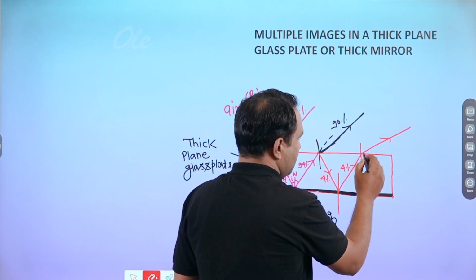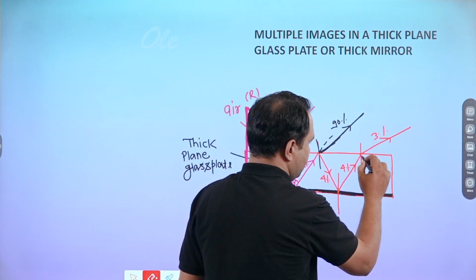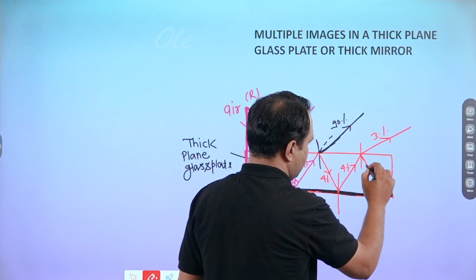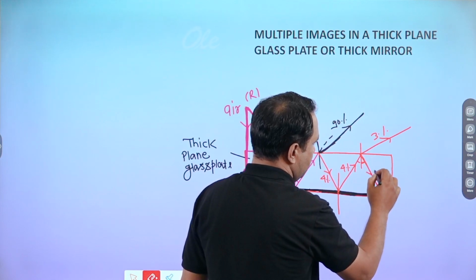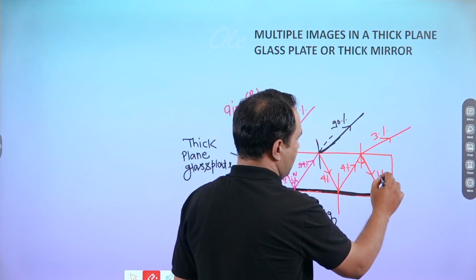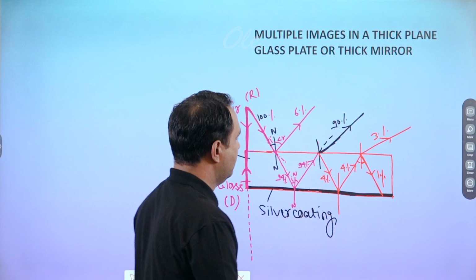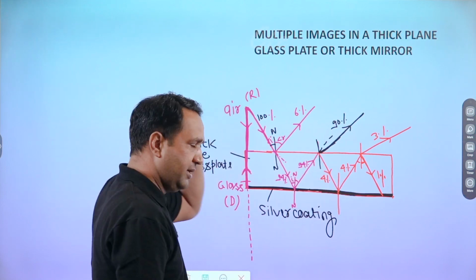Okay, and 1% will be reflected like this. 1% reflected with the same angle, right? So this is the process, how the light is traveling through this glass plate, right?